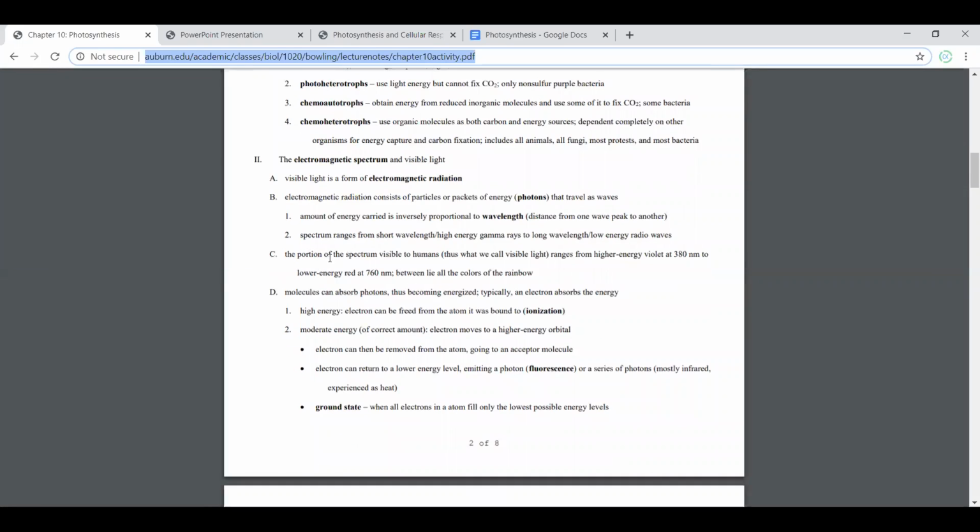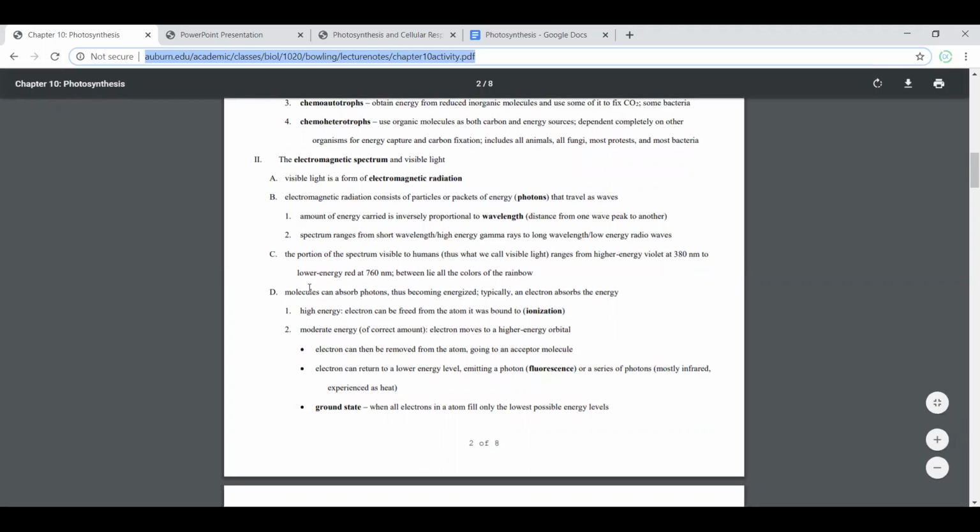As I said, the portion of the spectrum visible to humans is visible light, and the high energy light is violet light at 380 nanometers, which is the wavelength of the light. The amount of energy carried is inversely proportional to the wavelength, which just means that if you have a really small wavelength like you do here, you're going to have a very high energy light, which is what they're showing: high energy violet light at 380 nanometers.